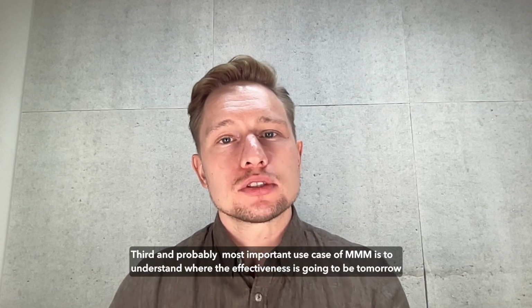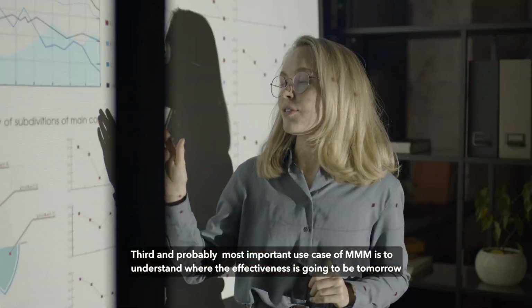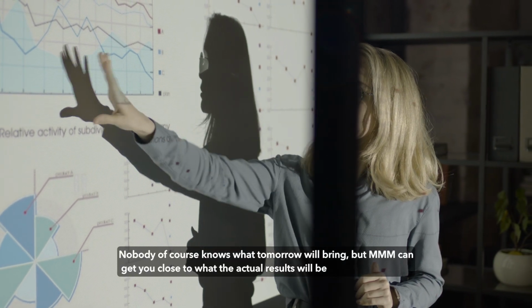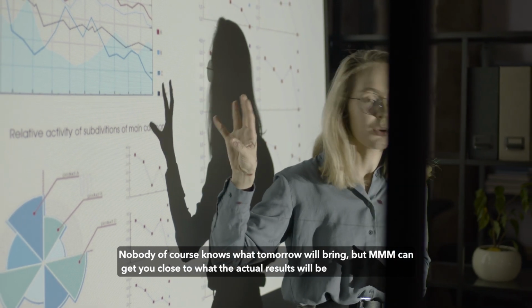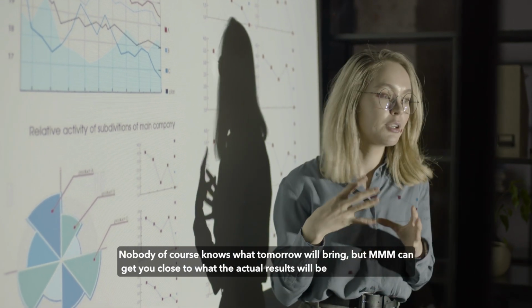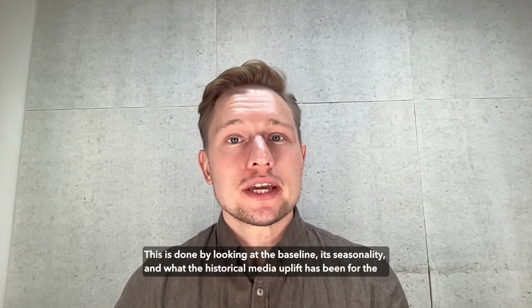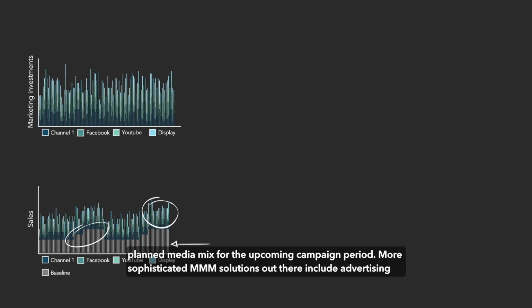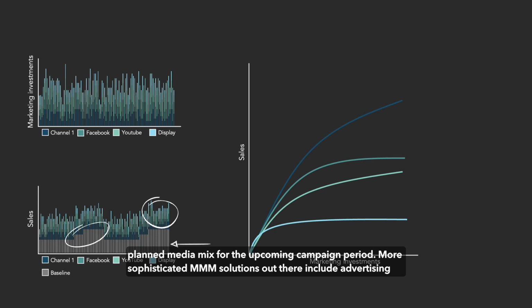The third and probably the most important use case of MMM is to understand where the effectiveness is going to be tomorrow. Nobody of course knows this for sure, but MMM can get you close to what the actual results will be. This is done by looking at the baseline, its seasonality, and what the historical media uplift has been for the planned media mix for the upcoming campaign period. More sophisticated MMM solutions out there include advertising response curves that reveal the media saturation points, which help in picking the optimal investment level for each medium.